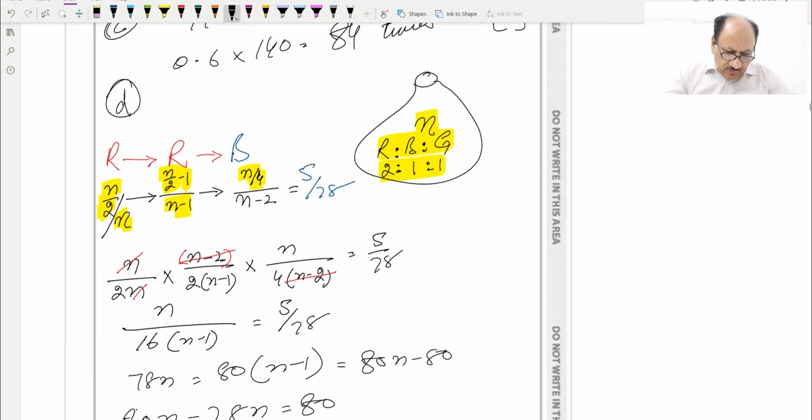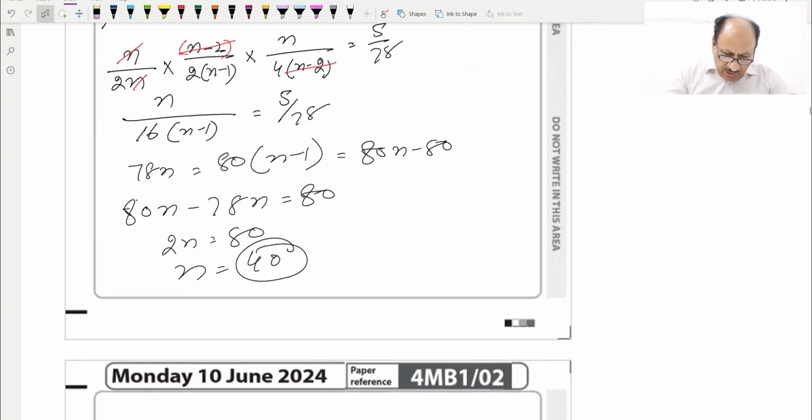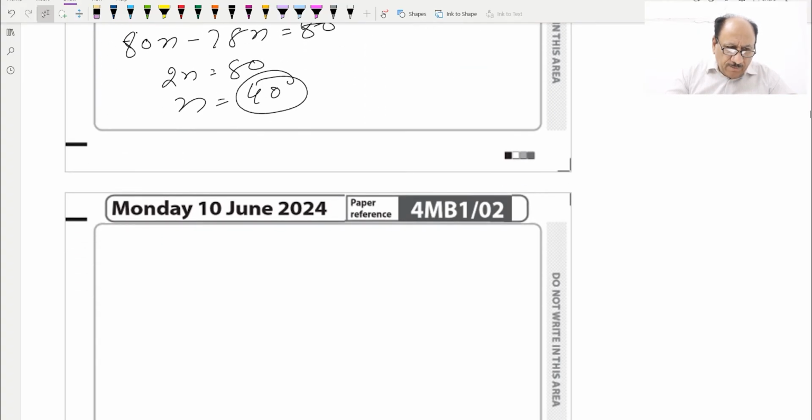And the next portion of the question is saying calculate the probability of getting 3 green counters. Give your answer as a fraction. Now n is equal to 40 we will use, and we need what? We need green. First green, second also green, and third also green.